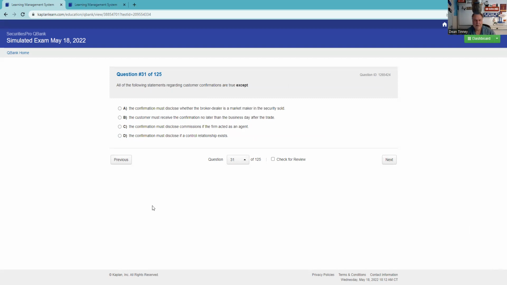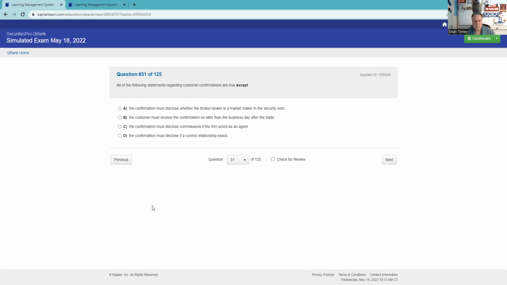All the following statements regarding customer confirmations are true, except. The confirmation must disclose whether the broker-dealer is a market maker in the security sold. The customer must receive the confirmation no later than the business day after the trade date. That's false. It's by settlement. True, except. So I think I got the answer here. The confirmation must disclose commission. We acted as agent. They'd see that's called capacity.